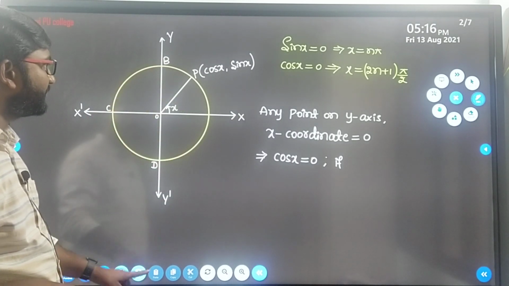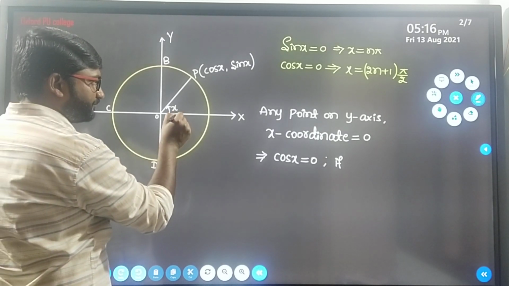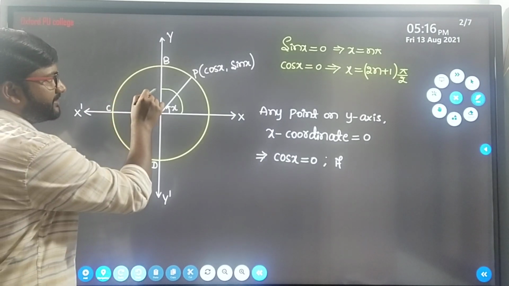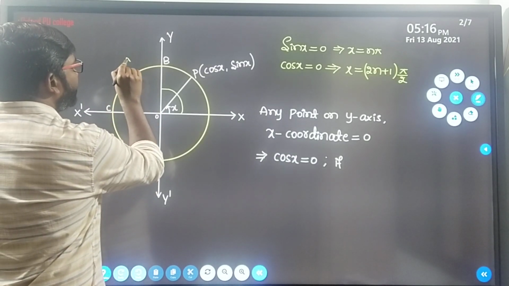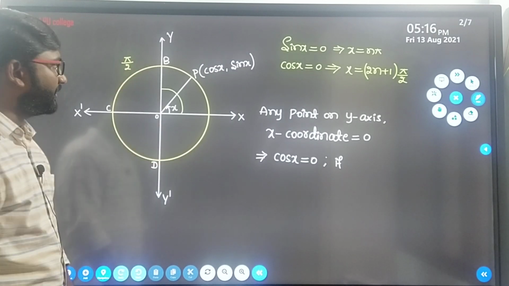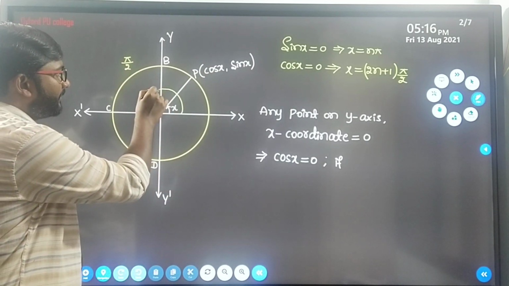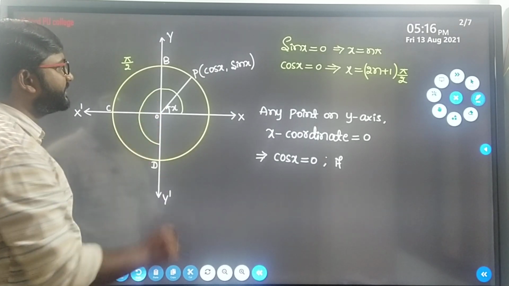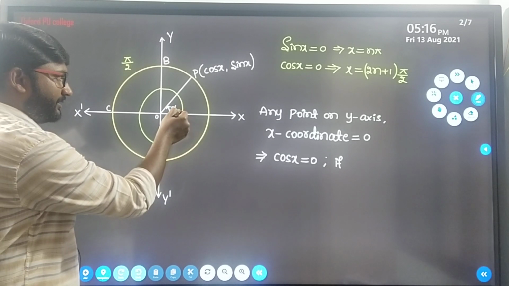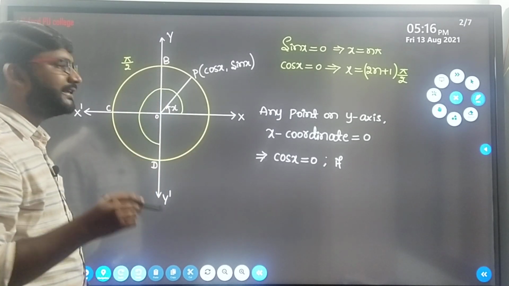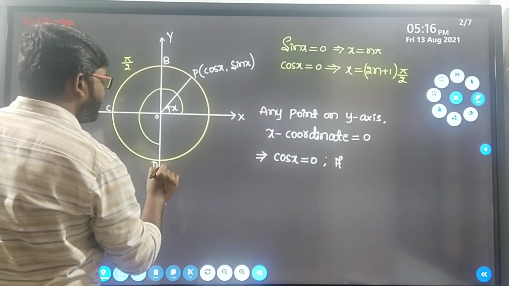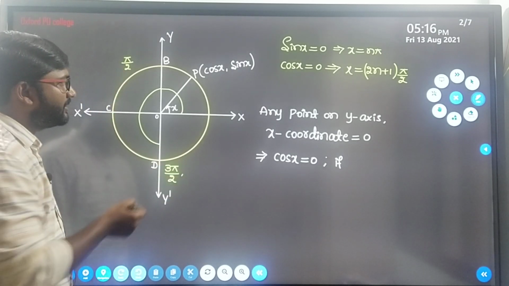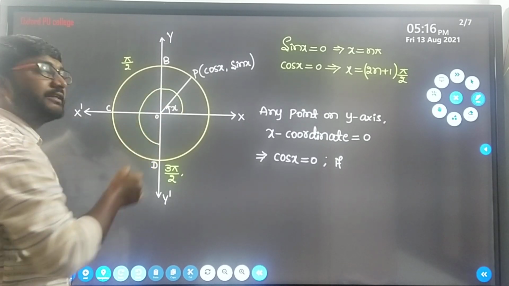So let us discuss that now. I start from this point and I have stopped here. So what is this angle now? This is nothing but pi by 2. Now rotate further. So what is this angle now? From here to here, it is 270 degree or 3 pi by 2 radian. So from here to here it is 3 pi by 2.